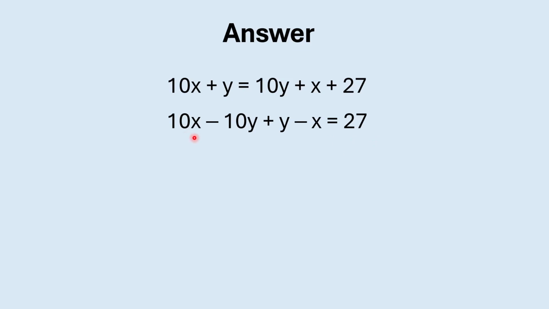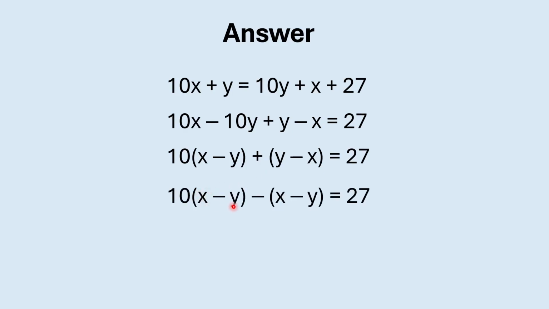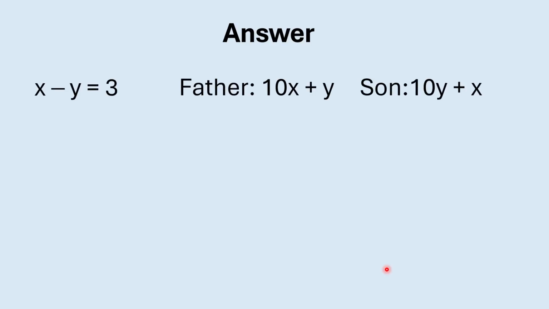And we can combine this 10x and 10y by doing a little factorization. So here, 10 times the bracket x minus y, plus the bracket y minus x, is equal to 27. And we want to make these two items the same, so we can change y minus x to x minus y by adding a minus sign before it. So 10 times x minus y, minus x minus y, is equal to 27. And we can combine these into 9 times x minus y is equal to 27, and x minus y is equal to 3. So here we can find a simple relationship between x and y.